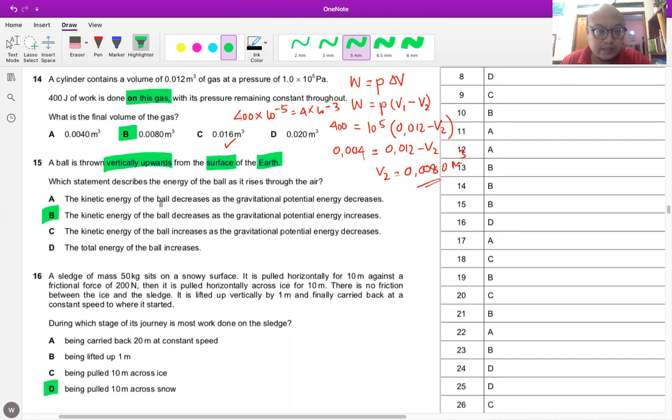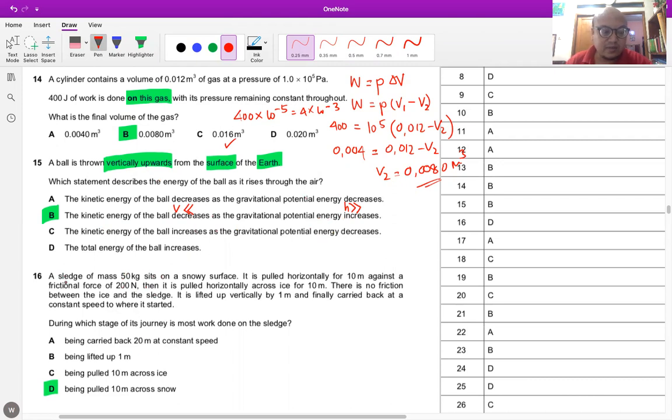Because it goes upward, velocity will decrease, so kinetic energy also decreases. Gravitational potential energy increases. Yes, correct. Why? Because velocity decreases and height increases. So potential energy increases, kinetic energy decreases.